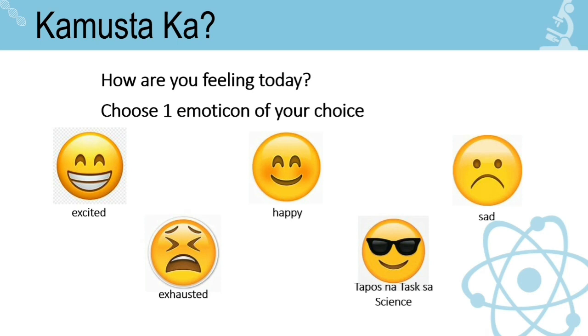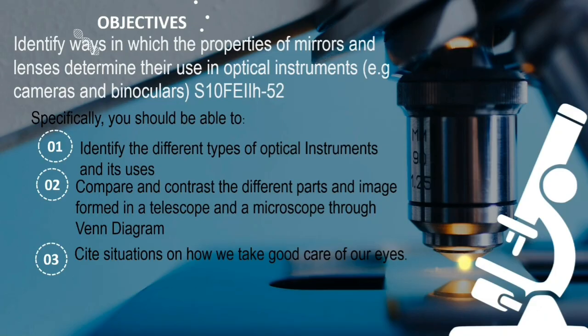As we go over our lesson, we are guided by the most essential learning competency, which is to identify ways in which properties of mirrors and lenses determine their use in optical instruments. Specifically, you should be able to identify the different types of optical instruments and their uses, compare and contrast the different parts and images formed in a telescope and a microscope through a Venn diagram. And lastly, you are going to cite situations on how we take good care of our eyes.